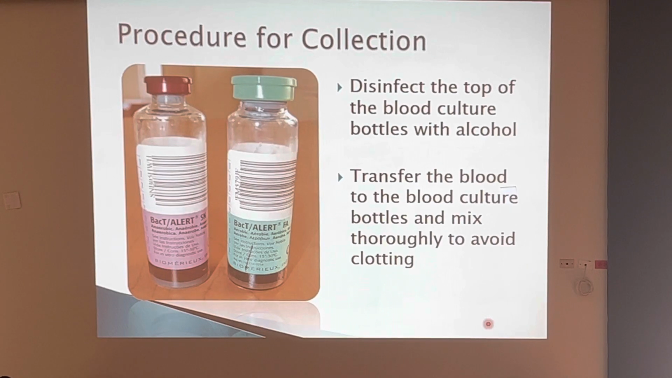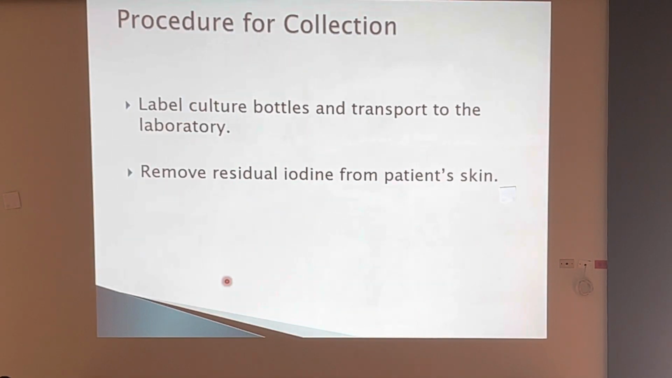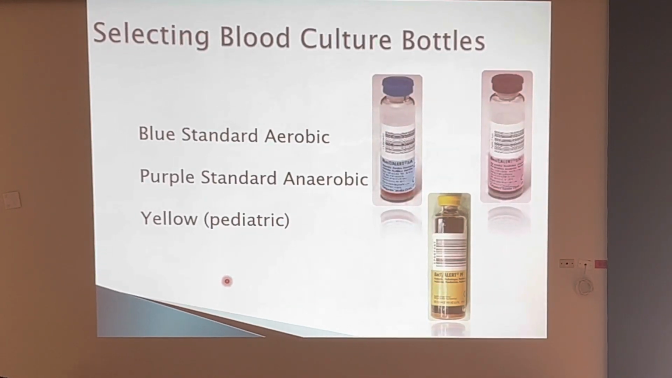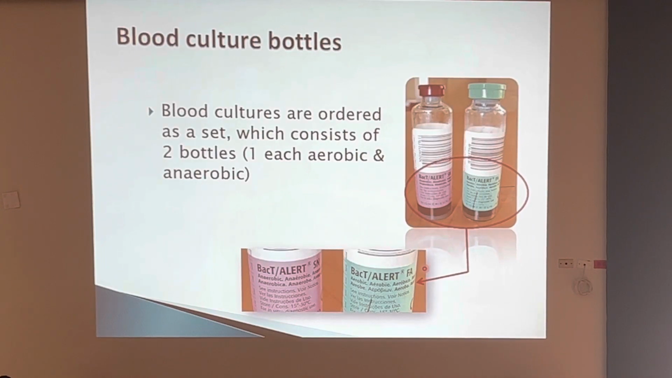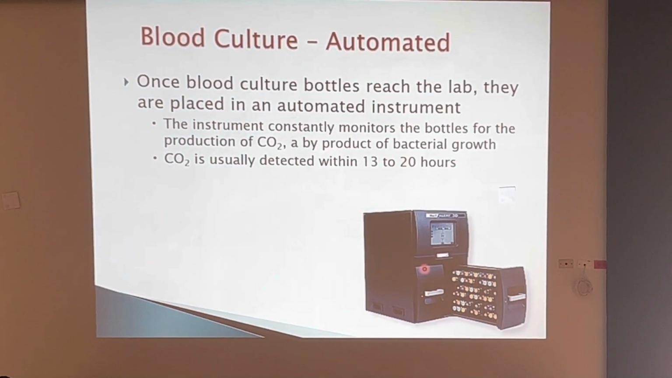So the green one in this case would be your aerobic bottle versus your anaerobic bottle. Your aerobic bottle is better suited to grow your aerobic organisms, and your anaerobic bottle your anaerobic organisms. These are the standard bottles that we use in the laboratory. Your blue is for your aerobes, and your purple for your anaerobic bottles. And the yellow bottle is your pediatric bottle, and of course that is also smaller than the regular ones. As I said, a set of blood culture bottles consists of two bottles, an aerobic and an anaerobic bottle.